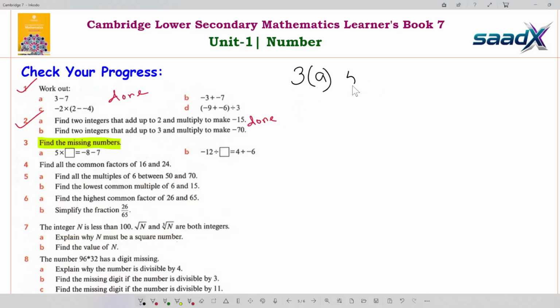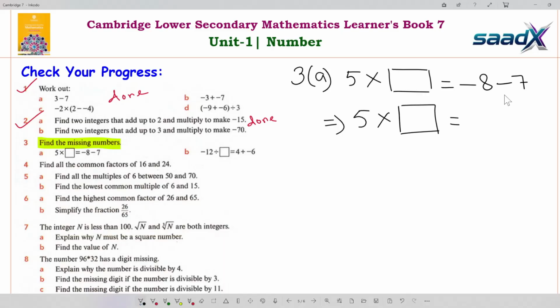Here is 5 times missing number equals to minus 8 minus 7. So let's think, here is 5 times blank equals to minus 8 minus 7, it will be minus 15. So it's a very simple thing, here should be minus 3, because 5 times 3 is 15 and here the sign is minus, so minus 15. So number A of 3 done.